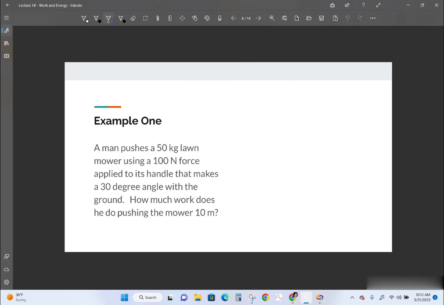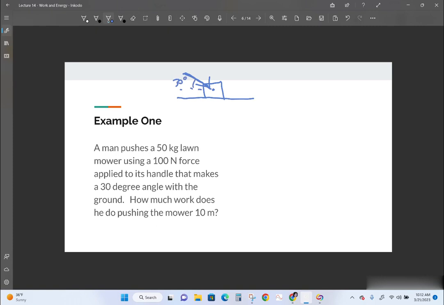So let's do a couple of examples. A man pushes a 50-kilogram lawnmower using a 100 Newton force applied to its handle that makes a 30-degree angle. So we're going to draw our box. Once again, our diagrams don't go away. You've got a handle here, so there's a force going down at an angle that makes a 30-degree angle with the box.